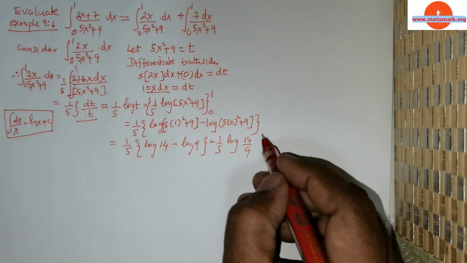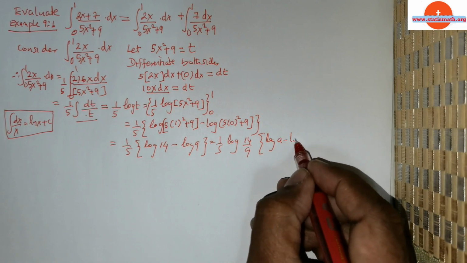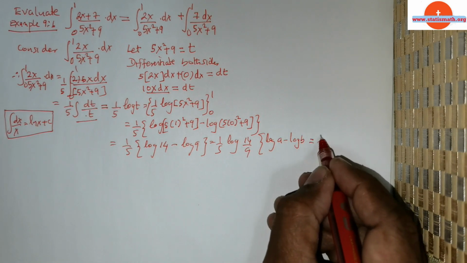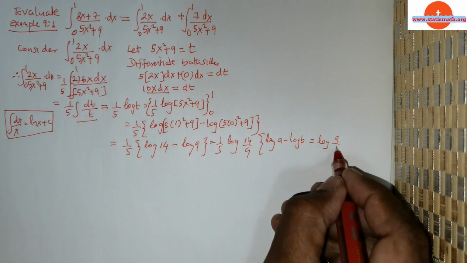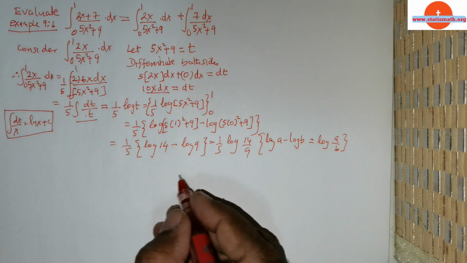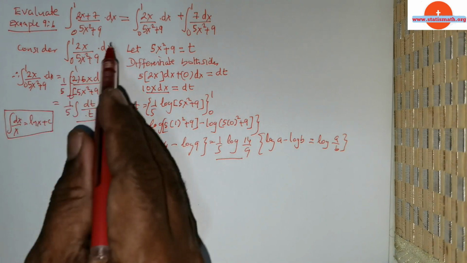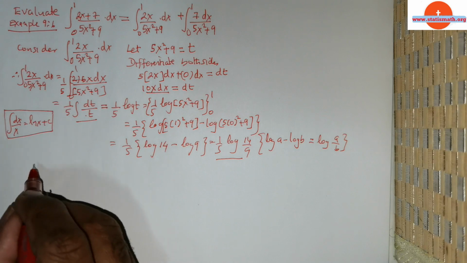Why? We have a formula. So what is the formula? Log a minus log b is equal to log of a over b. This is the formula from logarithms, so we can use that formula. So I have a value for the first part. Now we need to go to the second part.